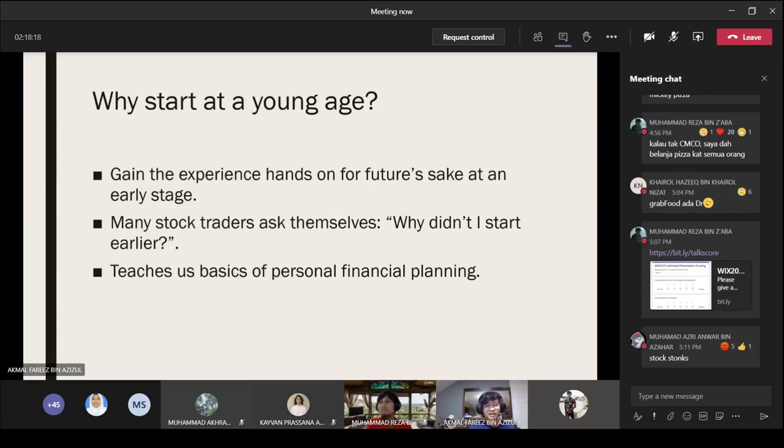So the last point is, it teaches us the basics of personal financial planning. As I mentioned earlier, when we do stock trading, usually we don't use our main source of income. We prefer to use the money that we save bit by bit, from our savings. The reason I say it teaches the basics of personal financial planning is because it teaches us to save our money.